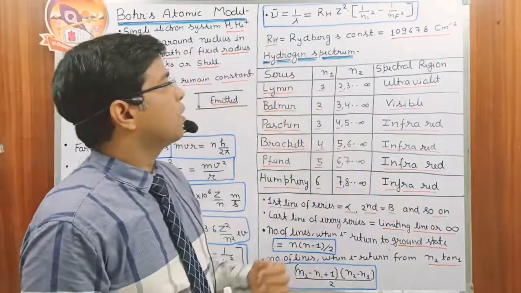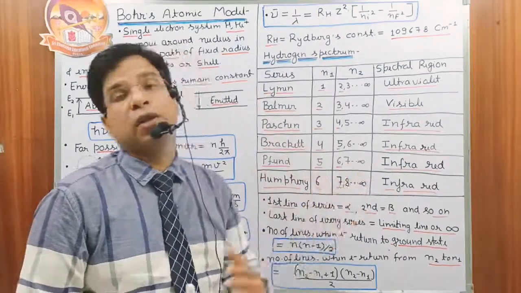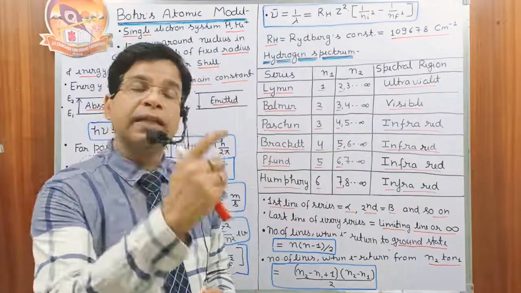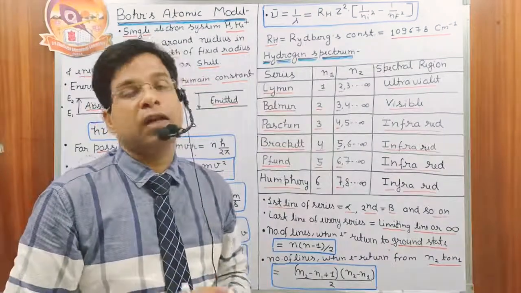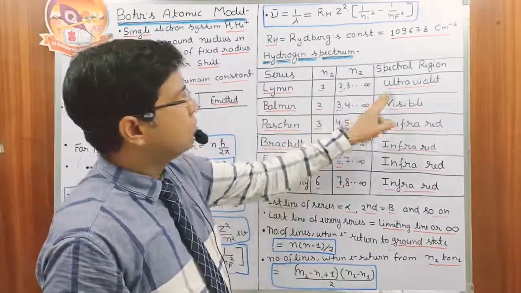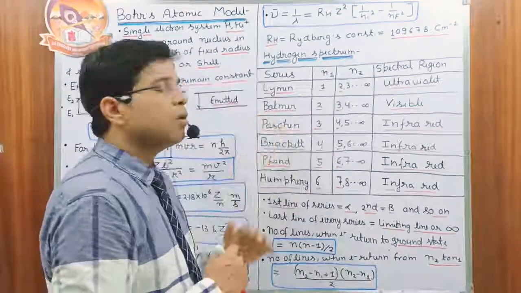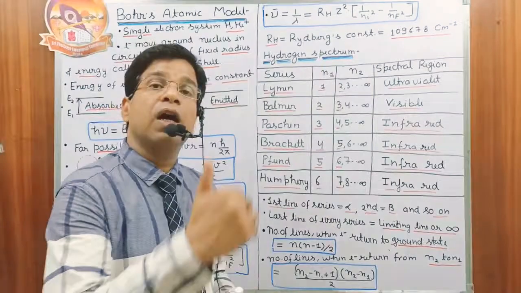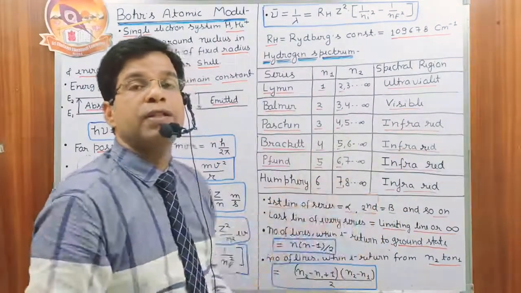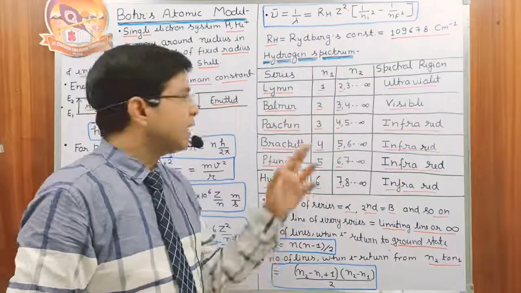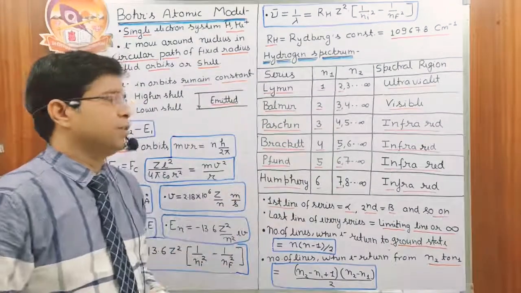The first series is called the Lyman series. Whenever an electron comes from any higher shell to n is equal to 1, it is called the Lyman series, and its energy is in the ultraviolet region. Next we have the Balmer series. Whenever an electron comes from any higher shell, 3, 4, 5 up to infinity, to n is equal to 2, that series is called the Balmer series, and the light is present in the visible range.